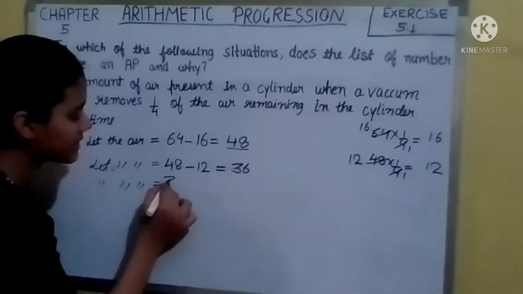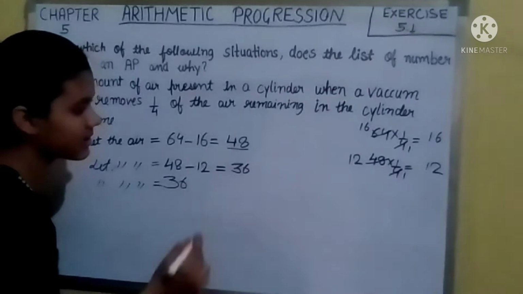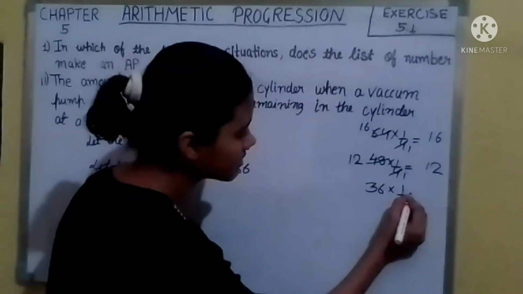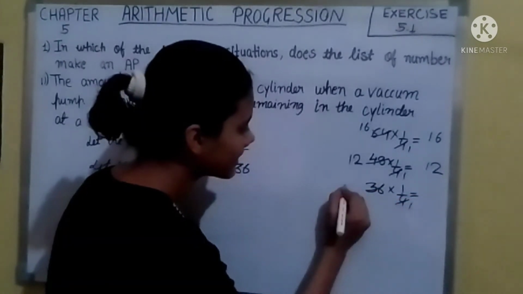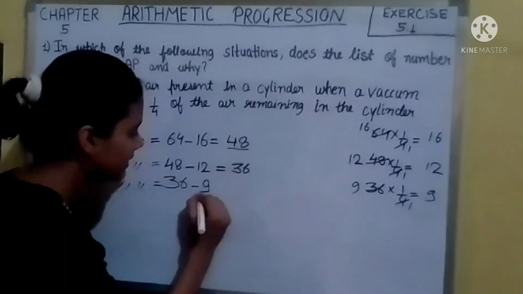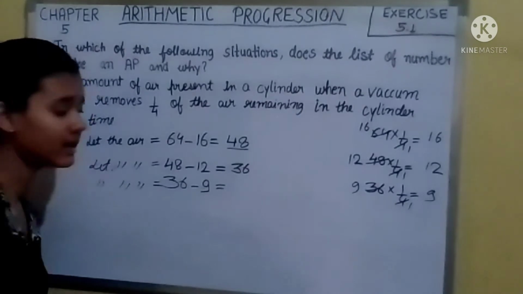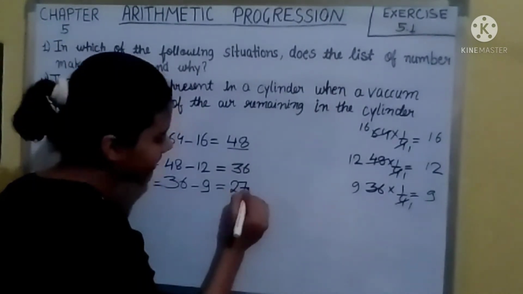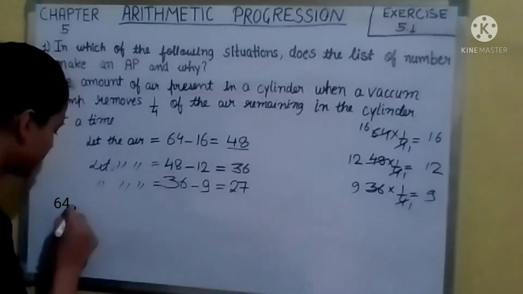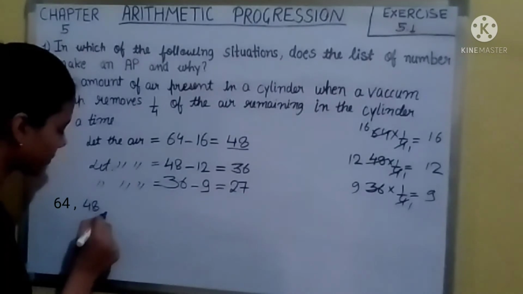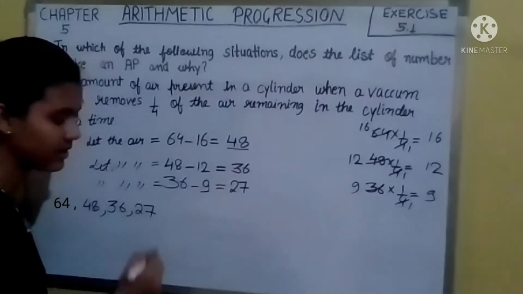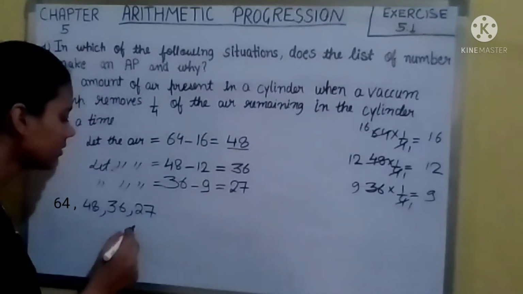Okay, now 36 is left. So 36 multiplied by 1/4 is equal to 9. 36 minus 9, what will we get? 27. So like this it will continue. Let's make a list over here: 48, then 36, then 27. Yes, now we have got the list.